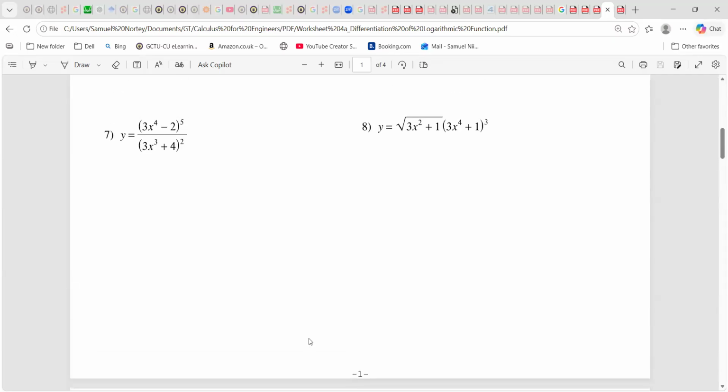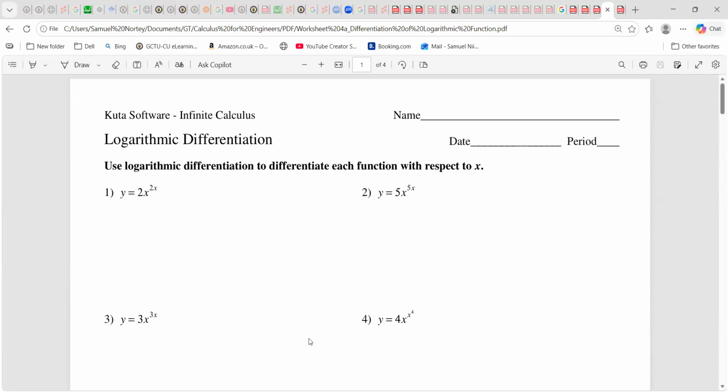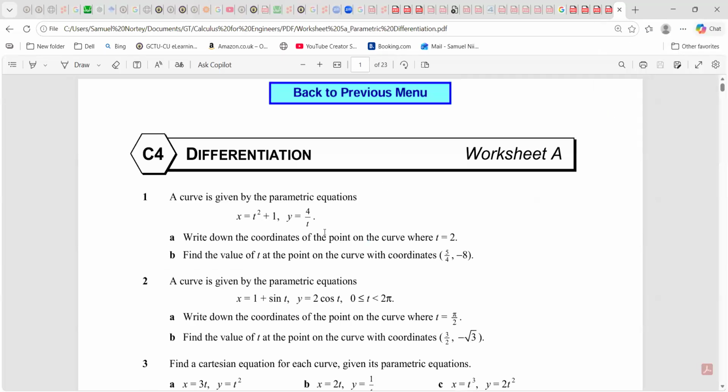So that will be for the functions on logarithms, differentiating with respect to normal log or natural log. Then the second one is the parametric functions. This one is similar to what we did. x is in terms of t, y is in terms of t.